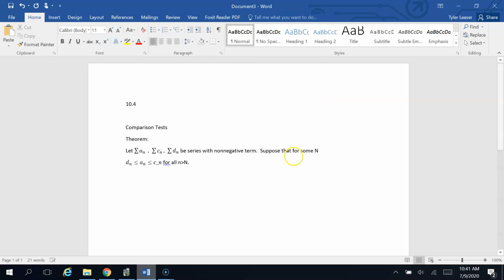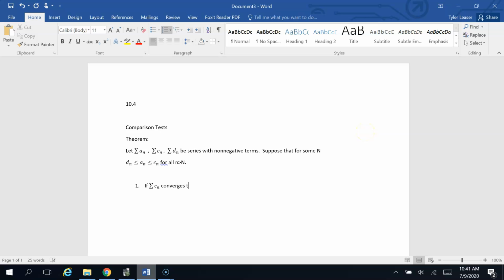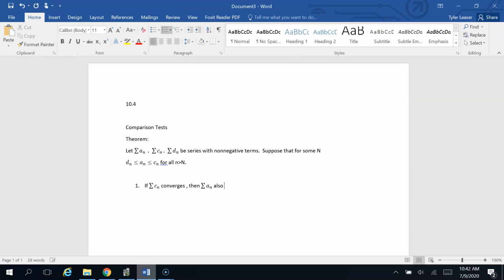Okay, great. So all this is saying so far is kind of like the setup to the squeeze theorem that we had back in section 1 for sequences. So it's similar, just a little bit different for series. So if we have this as a setup, then there's two different parts that we can say. If we have that the series c sub n converges, then we automatically get that the series a sub n also converges.